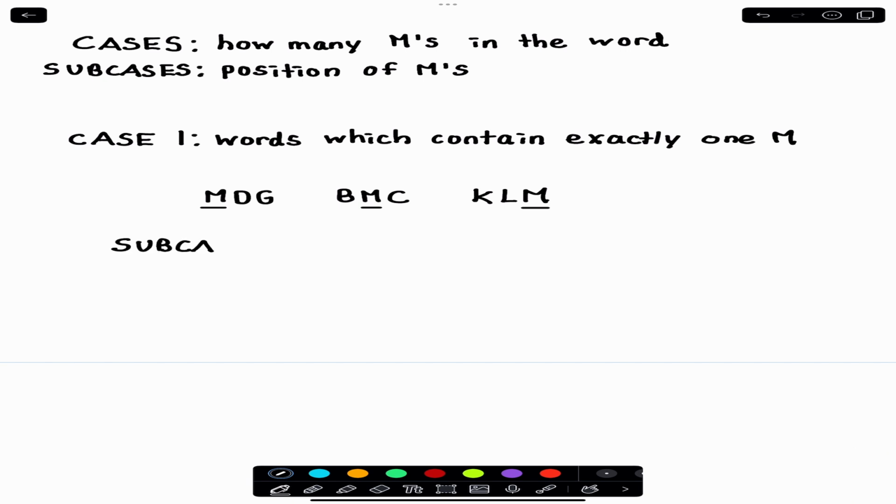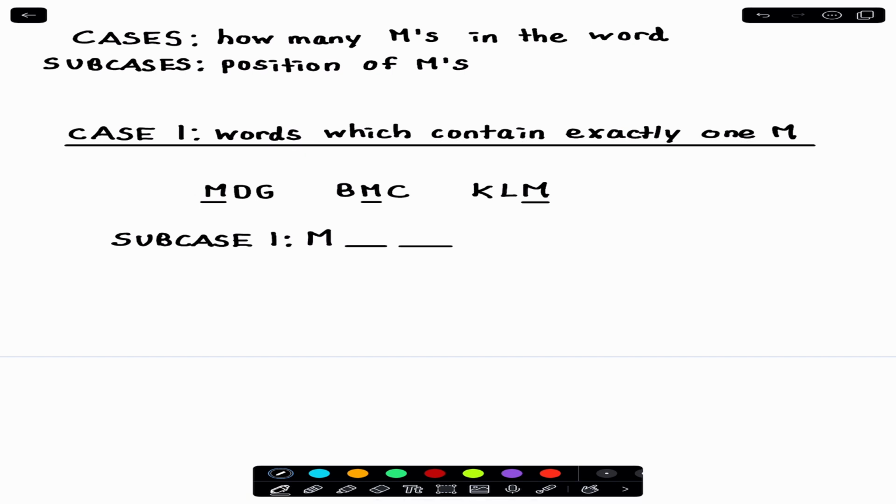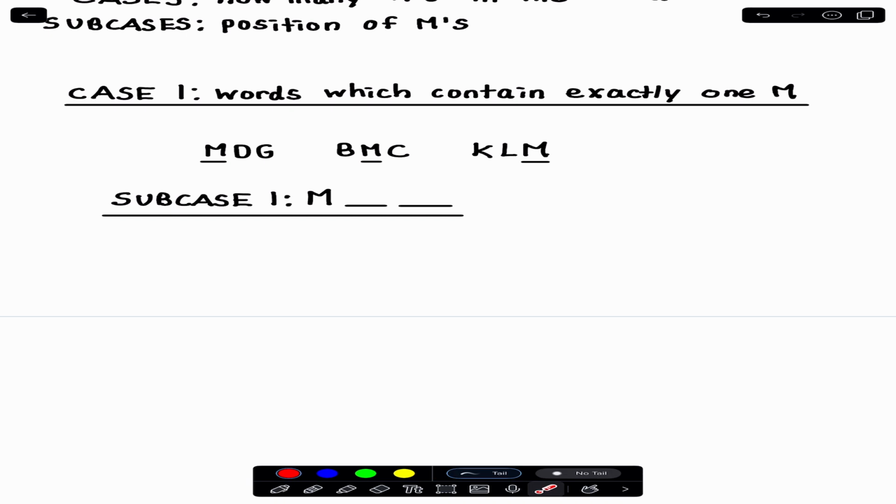So let's write on the inside, we have a little subcase, number 1. So this one will be words that look like this. So we're just going to put a little placeholder. So first, let's get organized, just underline all of this. So this is actually a subcase within a larger case.